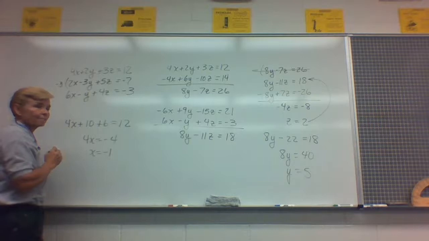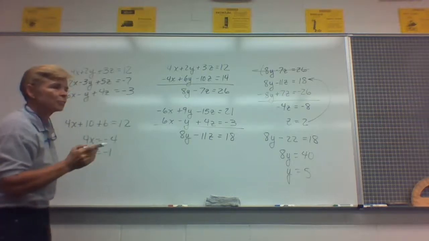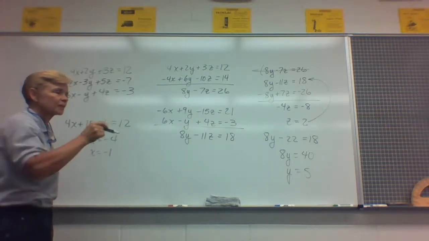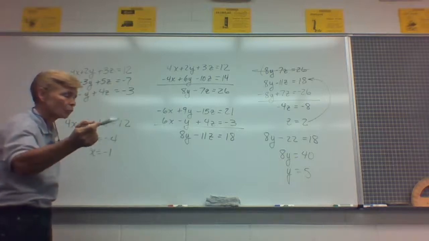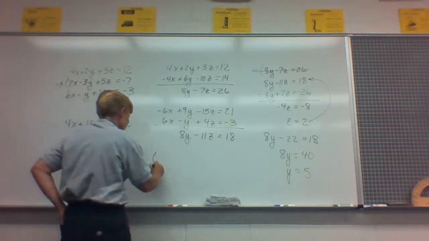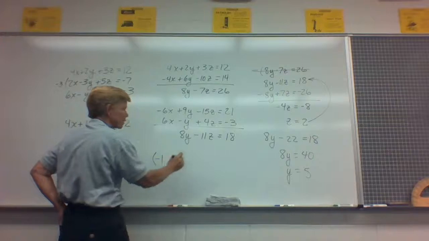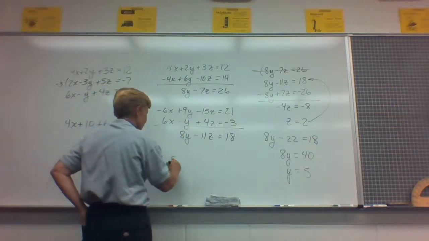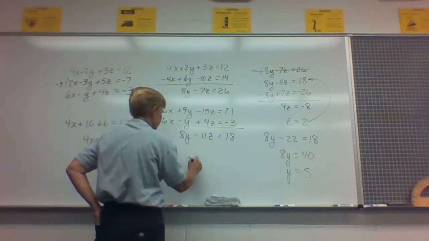Do you see that? We're going to write the answer as a point. It's just going to be an x, y, z point. So the answer is negative 1. It goes in the first spot. Y goes in the next spot, and z value goes in the next spot.